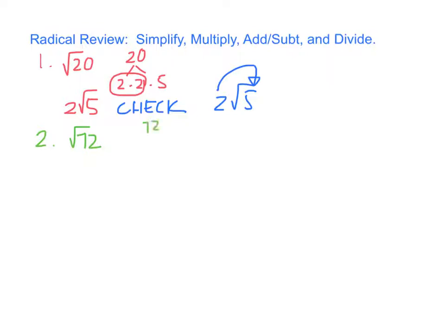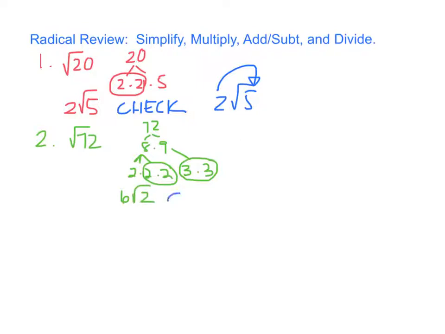72, I know, is 8 times 9. 8 breaks down to 2 times 2 times 2. 9 breaks down to 3 times 3. So same thing with this one. Circle your pairs. Take one number from each pair, so taking a 2 and a 3 and getting 6. The garbage left that's not circled gets put back underneath the radical.